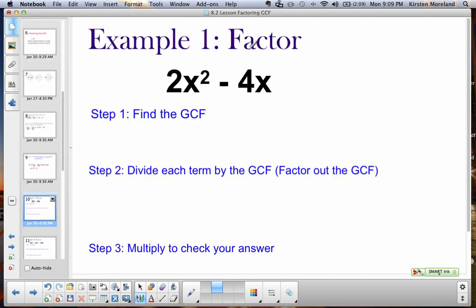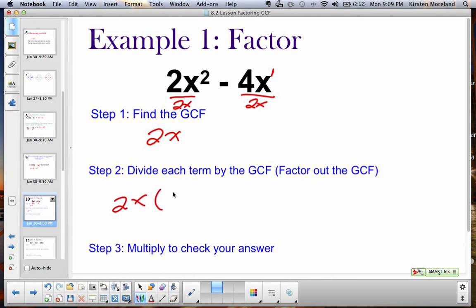So, to factor, you need to first find what they have in common, divide each term by that, and then always multiply to check your answer since you have good multiplying skills. So first I'm looking at a 2x squared and a 4x. The GCF is 2x. They have that in common. Remember, you pick the smaller exponent, and then 2 and 4 are common numbers too. So you're going to divide each term by 2x. That's going to get pulled out front.